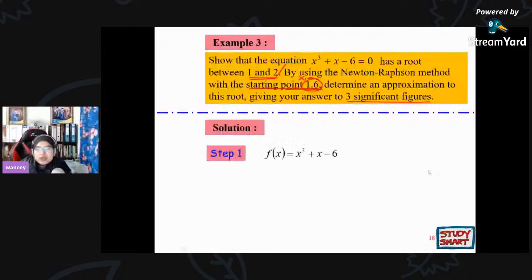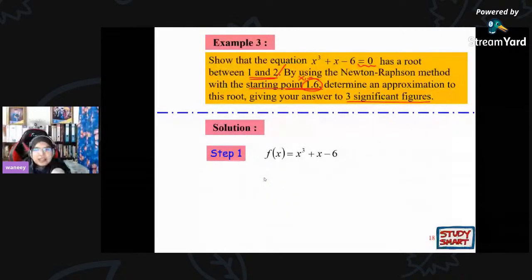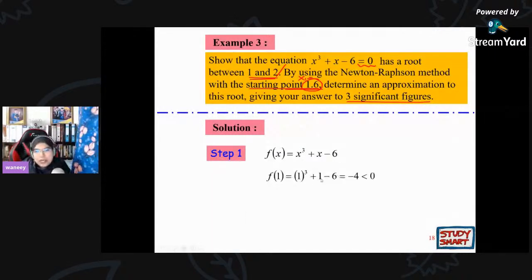Okay, so what is f(x)? On the right hand side, that is already equal to 0. So I can easily write down my f(x). f(x) is equal to x cubed plus x minus 6. Then try to substitute x with 1. So we got 1 plus 1, which is 2. 2 minus 6. So this is actually equal to negative 4. Negative 4 is actually less than 0.